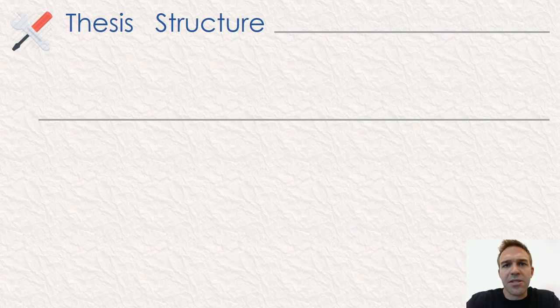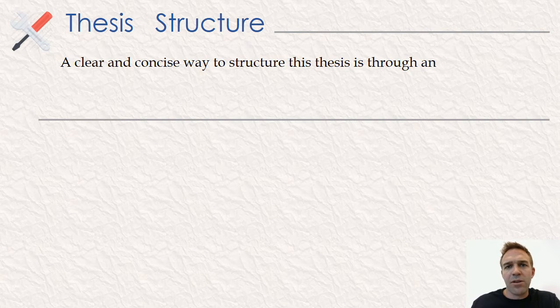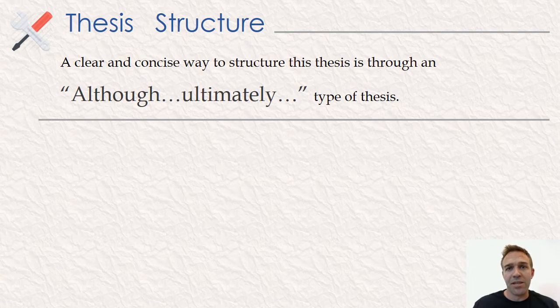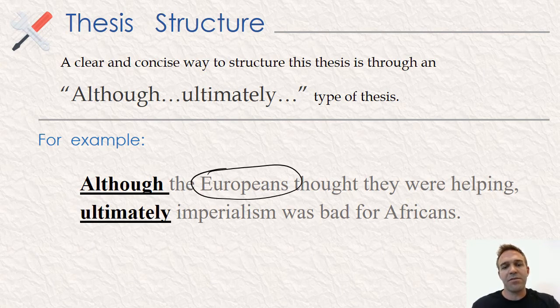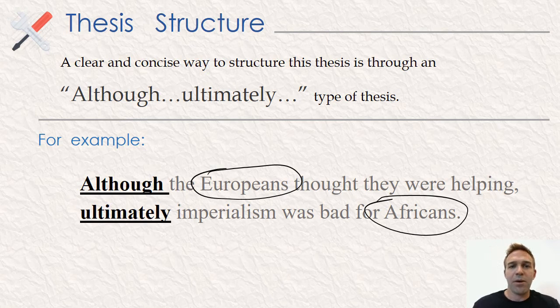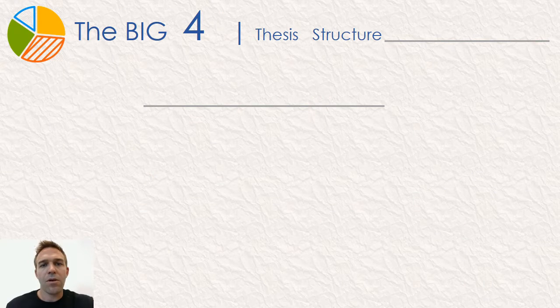So to build a thesis that includes both indigenous and European perspectives, one simple way we can do this is through a structure that's going to talk about both sides, which we can do through an "although" and "ultimately" thesis. Here's an example of what that looks like. Although the Europeans thought they were helping, ultimately imperialism was bad for Africans. This addresses both perspectives, both the European perspective and the African perspective, by using a thesis with this although and ultimately structure.